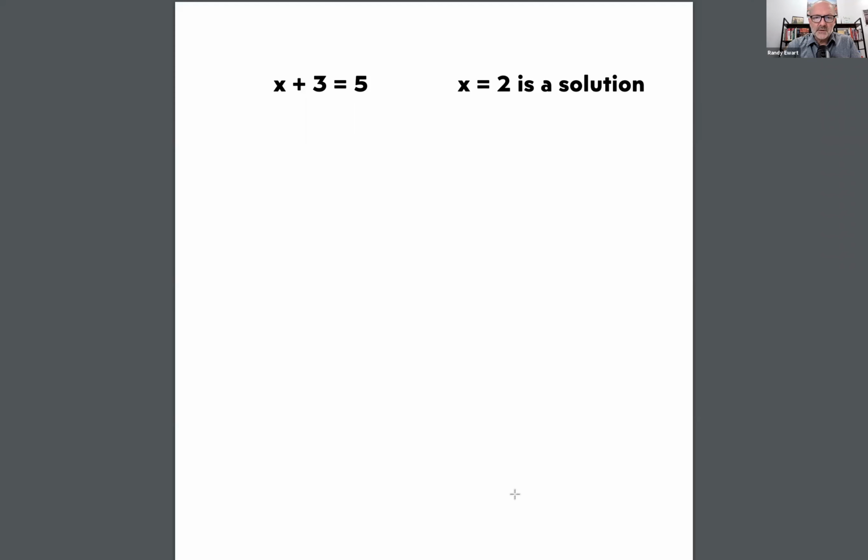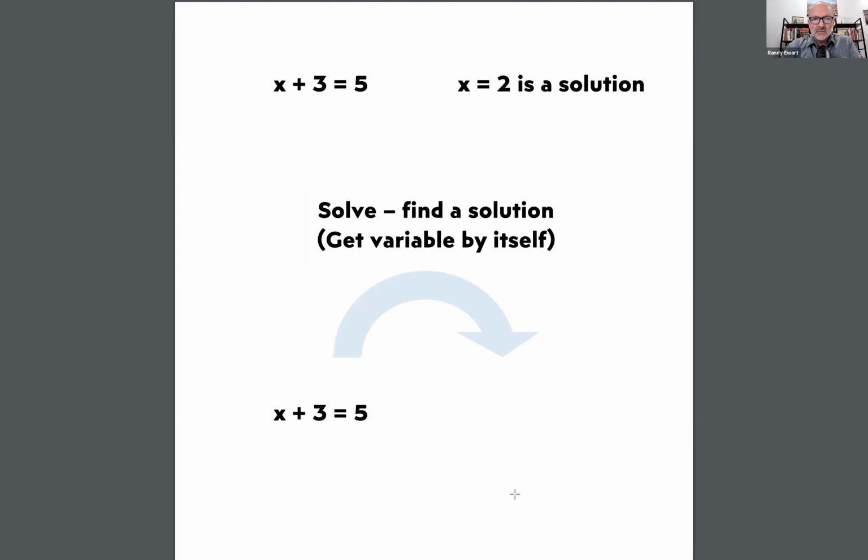Just as we saw with the seesaw, you might be given the solution for the equation. But then what you have to do is figure out what the solution is when you solve. So you're going to get the x by itself so that it looks like that. And that will be the solution. So that's the goal. We want to get the variable by itself.